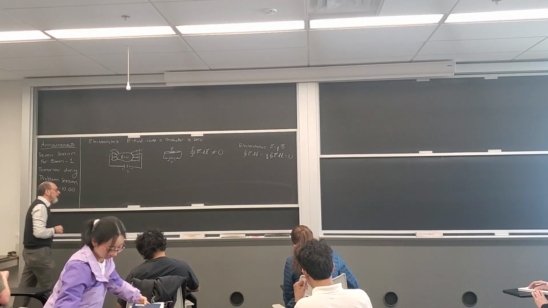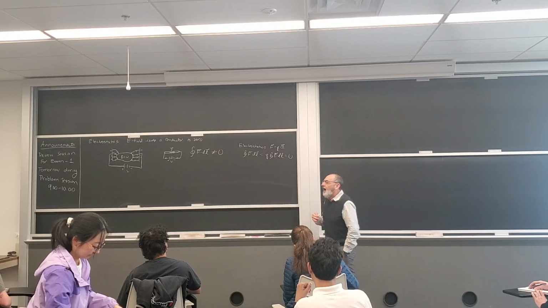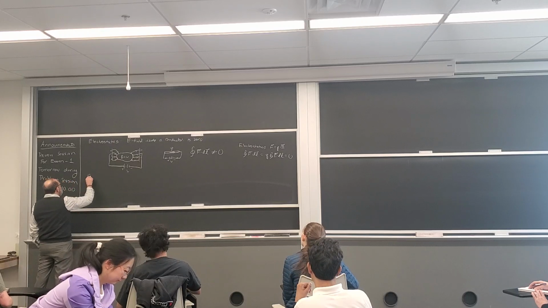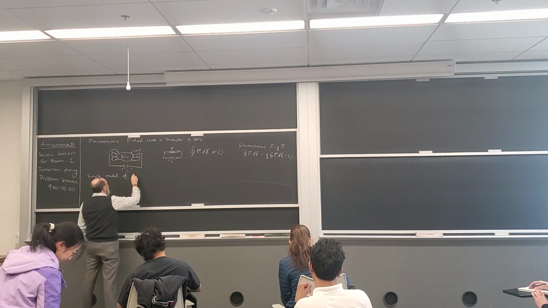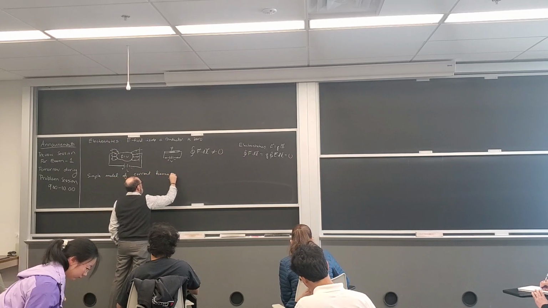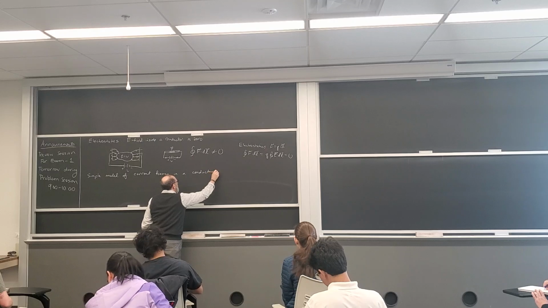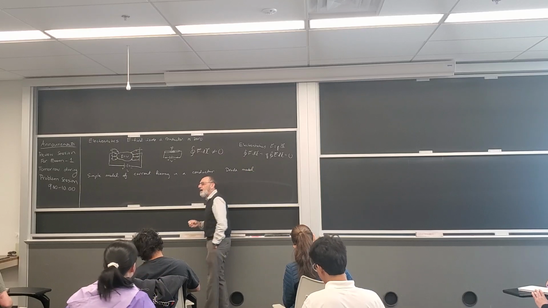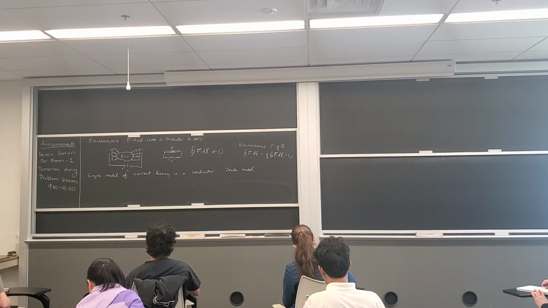So let's talk a little bit about some model of current in a conductor, okay? So let's talk about a simple model of current flowing in a conductor, and start with the simplest possible model. We're actually going to end there too, because I'm not going to talk about condensed matter physics. And let's just think of what's called the Drude model, okay?